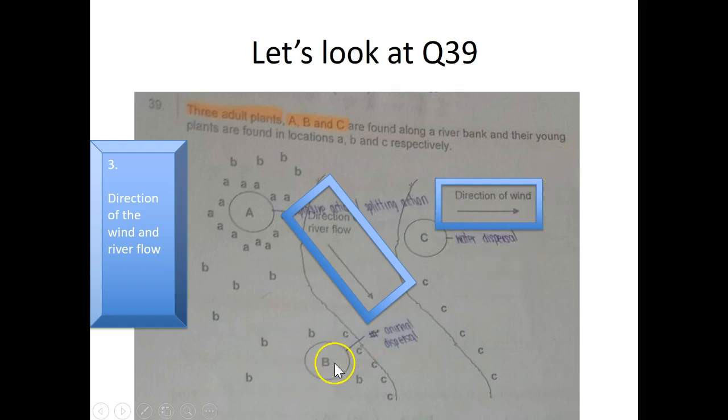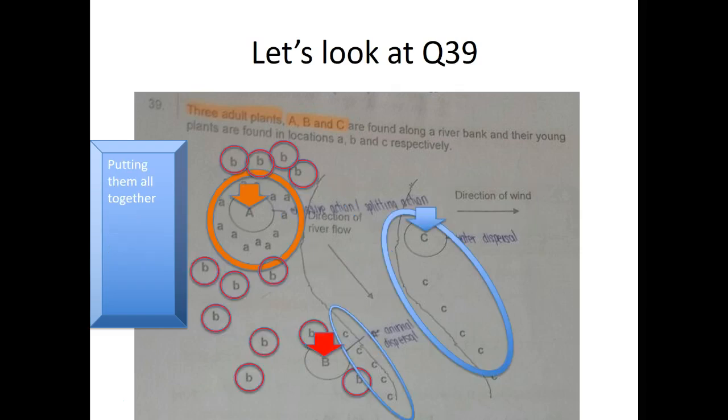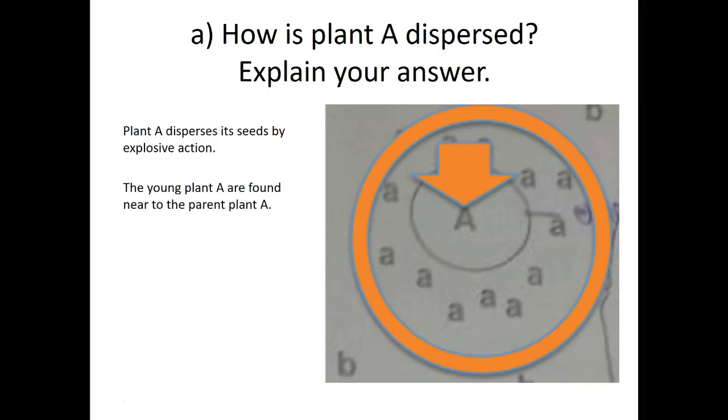Now let's look at plant B now. Is plant B dispersed by wind? If it is, there should be plant B over here on the other side of the river, but there is not a single plant B here. Alright, yet on the other hand, you find plant B all over the place here. So it's quite clear that plant B is not dispersed by wind, it must be by animal. So you put it all together, you can have a full picture and you know how to interpret this diagram.